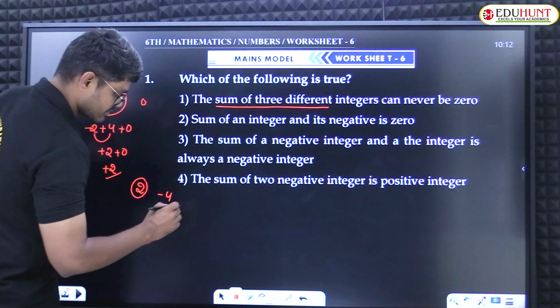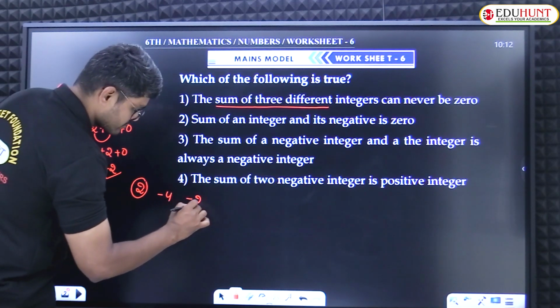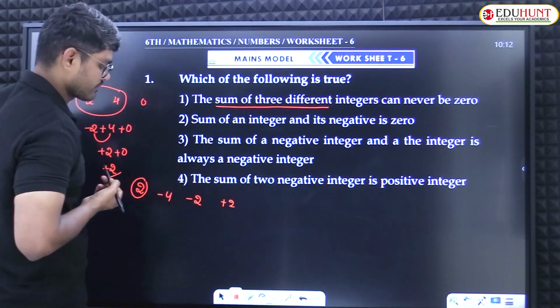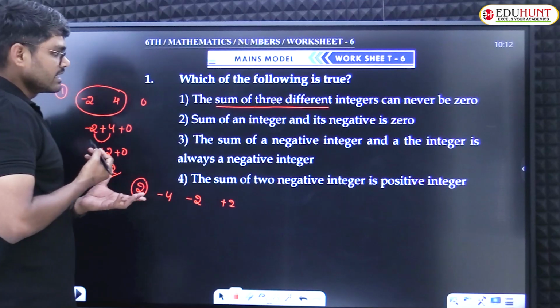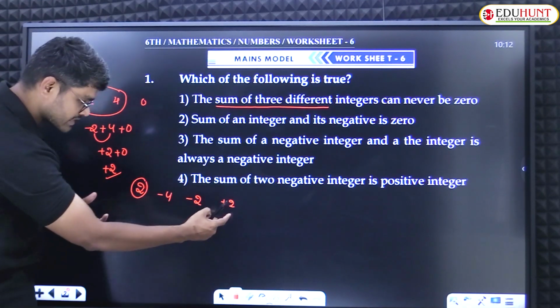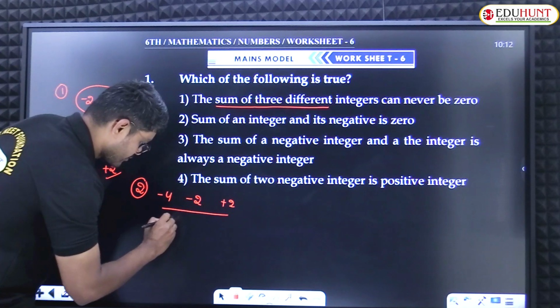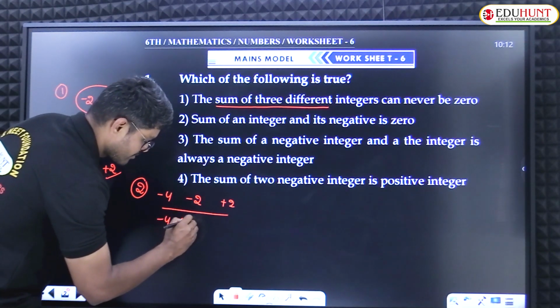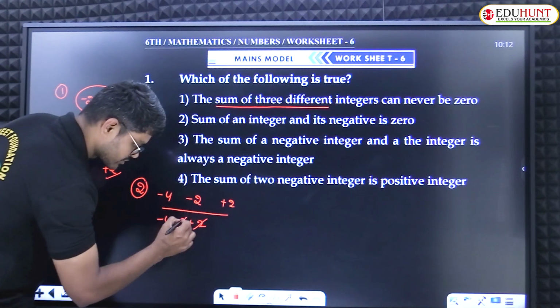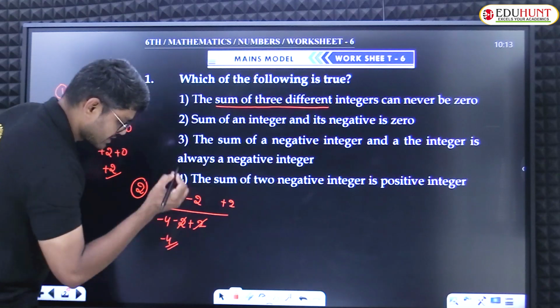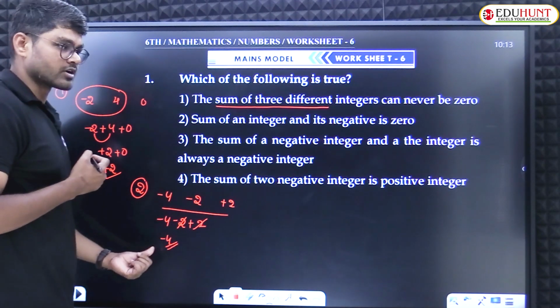If I take another case, the second case, which is -4, -2, plus 2, let's check whether the sum of these three integers is 0 or not. -4 -2 plus 2. -2 and plus 2 are cancelled. -4 is the result here. So this is also a non-zero number.